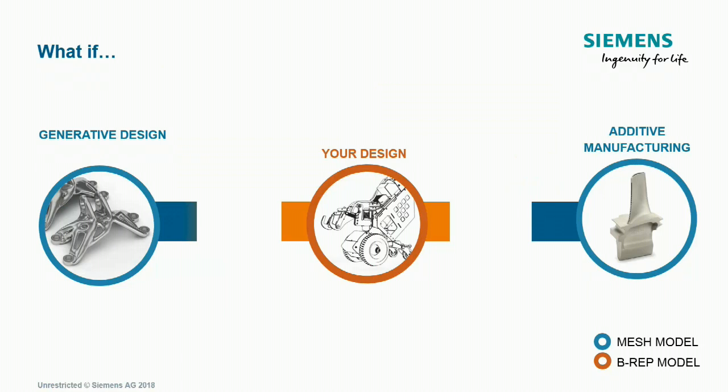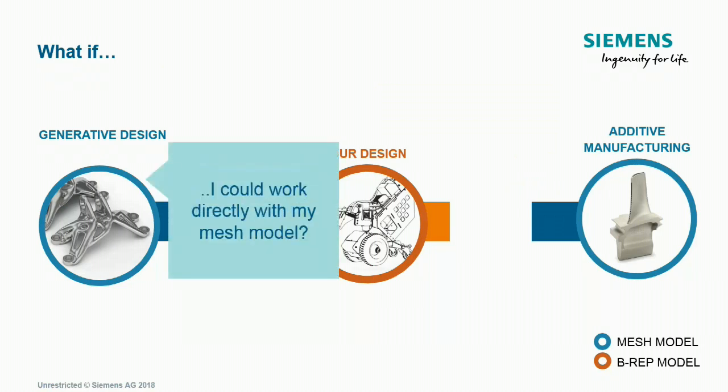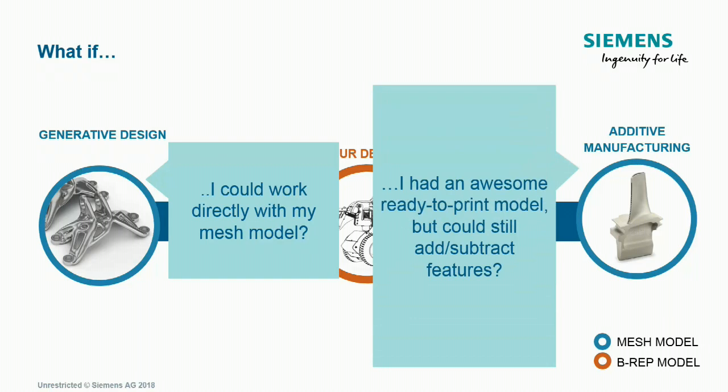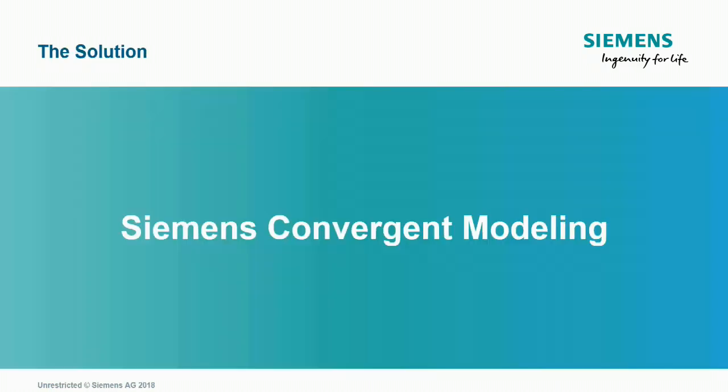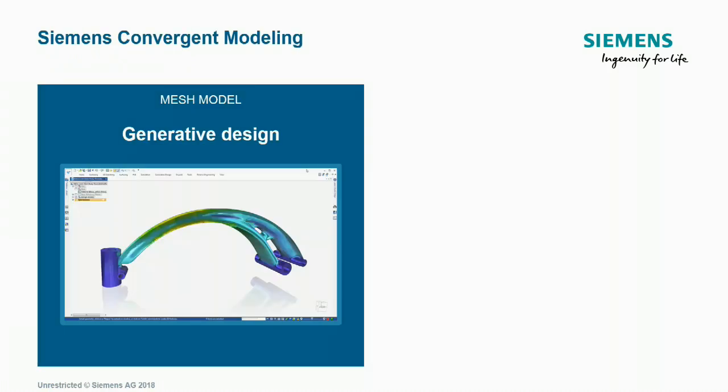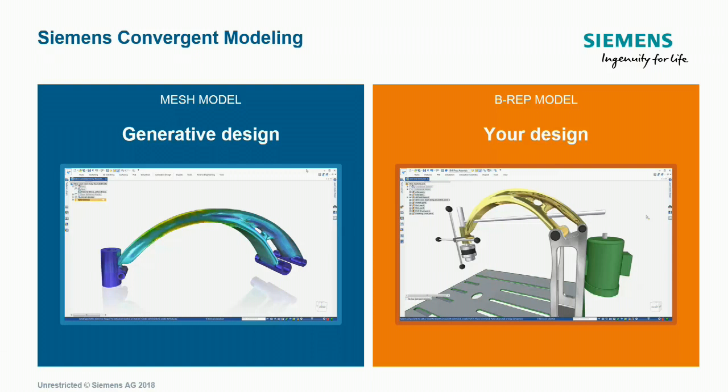So we ask ourselves, what if I could work directly with my mesh model? And what if I had an awesome ready-to-print model, but could still add or subtract features? The solution to this is Siemens Convergent modeling. Convergent modeling allows you to combine and use mesh models and BREP models in one seamless environment. You can work on your mesh models with the very same commands you use on BREP.